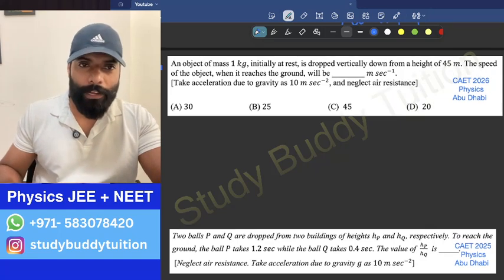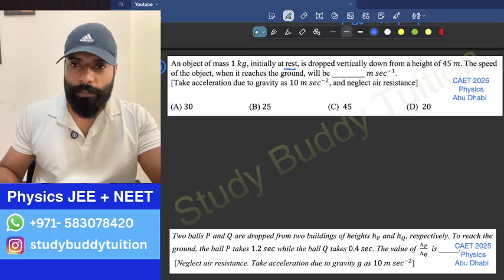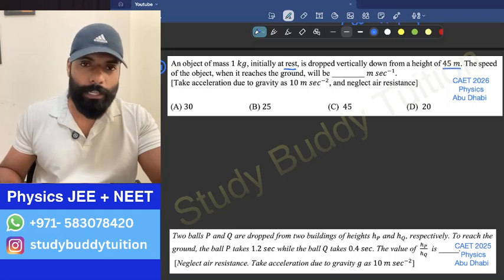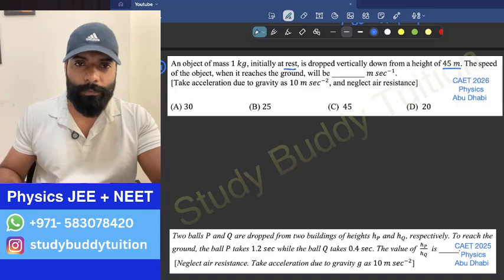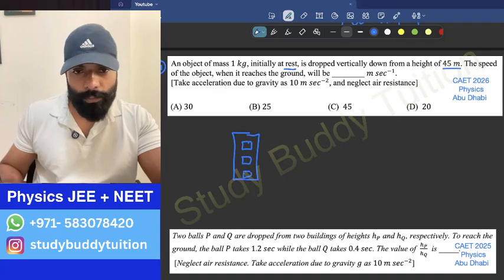This question is from the kinematics. In this, there is an object of mass 1 kg. We are dropping this object from a height of 45 meter, and we need to calculate what is the speed with which this object hits the ground. So, it's a classical question from the kinematics. Also, I can say that this question is from our notes.